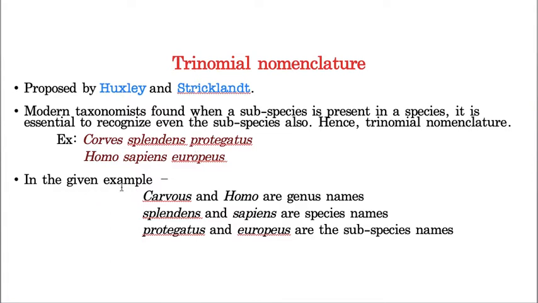Now, in the given examples, Corvus and Homo are the genus names, and splendens and sapiens are the species names. Protegatus and europaeus are the subspecies names. Like that, if you add the subspecies name also to binomial nomenclature, then that is called trinomial nomenclature.